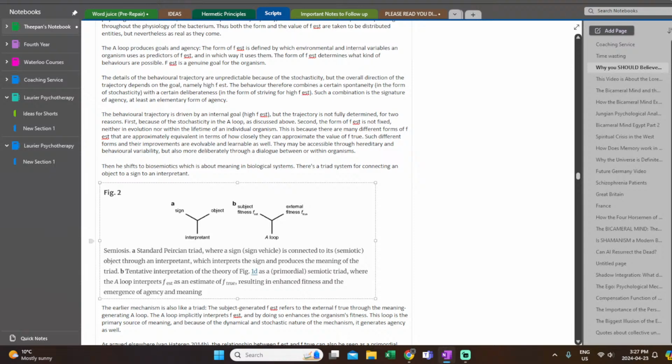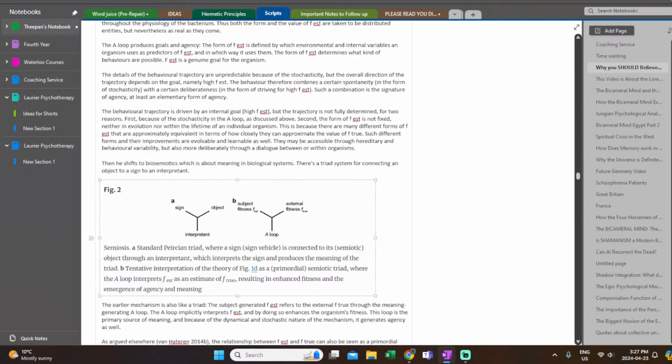And then here he makes an analogy between this, where a sign vehicle is connected to its semiotic object to an interpretant. The interpreter connects these, which interprets the sign and produces the meaning of the triad. Tentative interpretation of the theory of figure 1D as a primordial semiotic triad, where the A loop interprets F estimate as an estimate of F true, resulting in enhanced fitness and the emergence of agency and meaning. Okay, so through the A loop, subject fitness is able to make meaning out of external fitness.